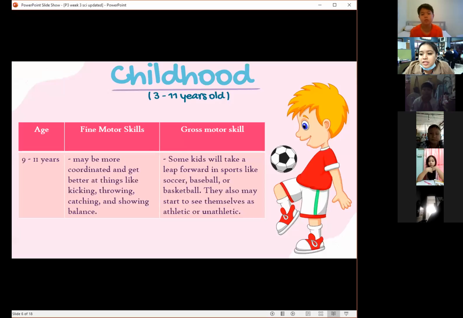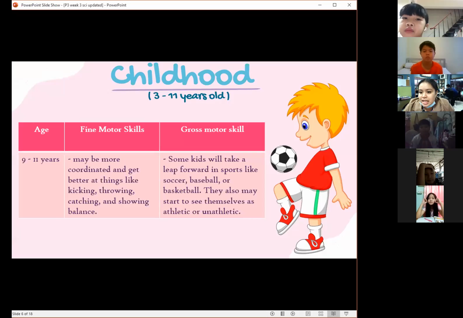Okay, for this stage, you will know if you're good at basketball, soccer, baseball, like that. You will know if you're athletic or you're unathletic during this age. Do you understand that? Where are you good at? What sport do you play right now?